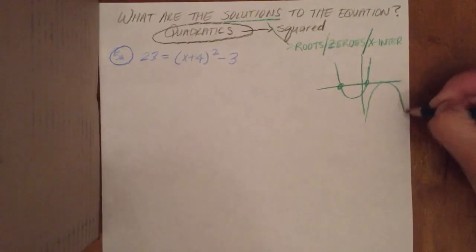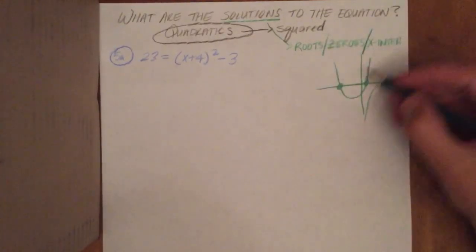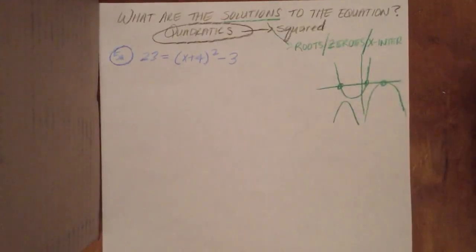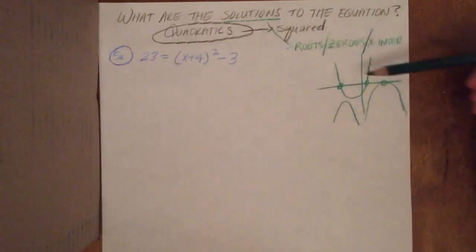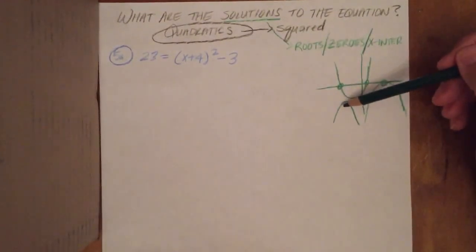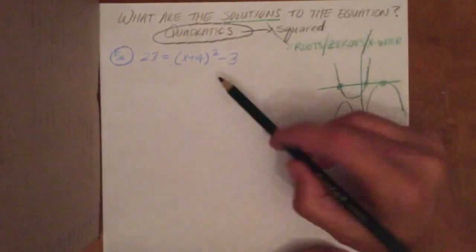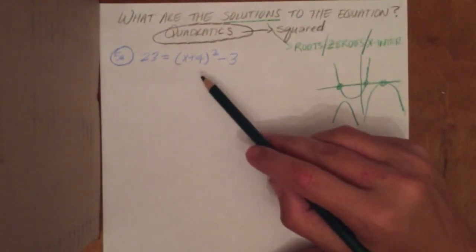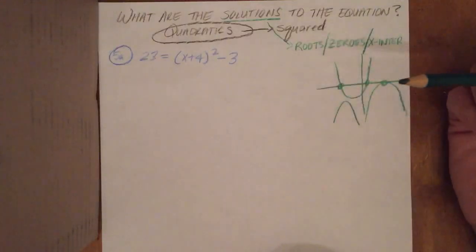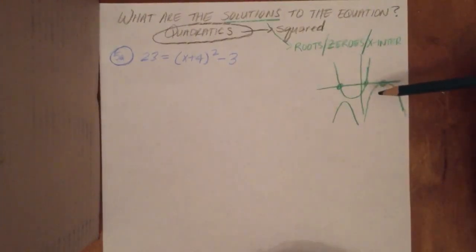For this one, there would only be 1 because it only crosses once. For this one, there would be none. So when we solve this, we're either going to come up with 1, 2, or none as far as our roots. For 1 and 2, we'll actually get a real answer, meaning we're not going to end up with the square root of a negative number and have to use i or imaginary numbers. We'll actually get a real solution.